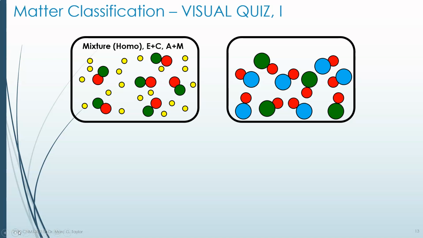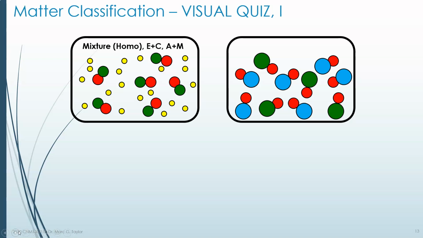I think first of all you can see it's a mixture. They're not all the same. We have red-green molecules and we have blue-red molecules. And it's clearly a mixture. We're going to call it as mixed as possible in PowerPoint, so it's homogeneous.